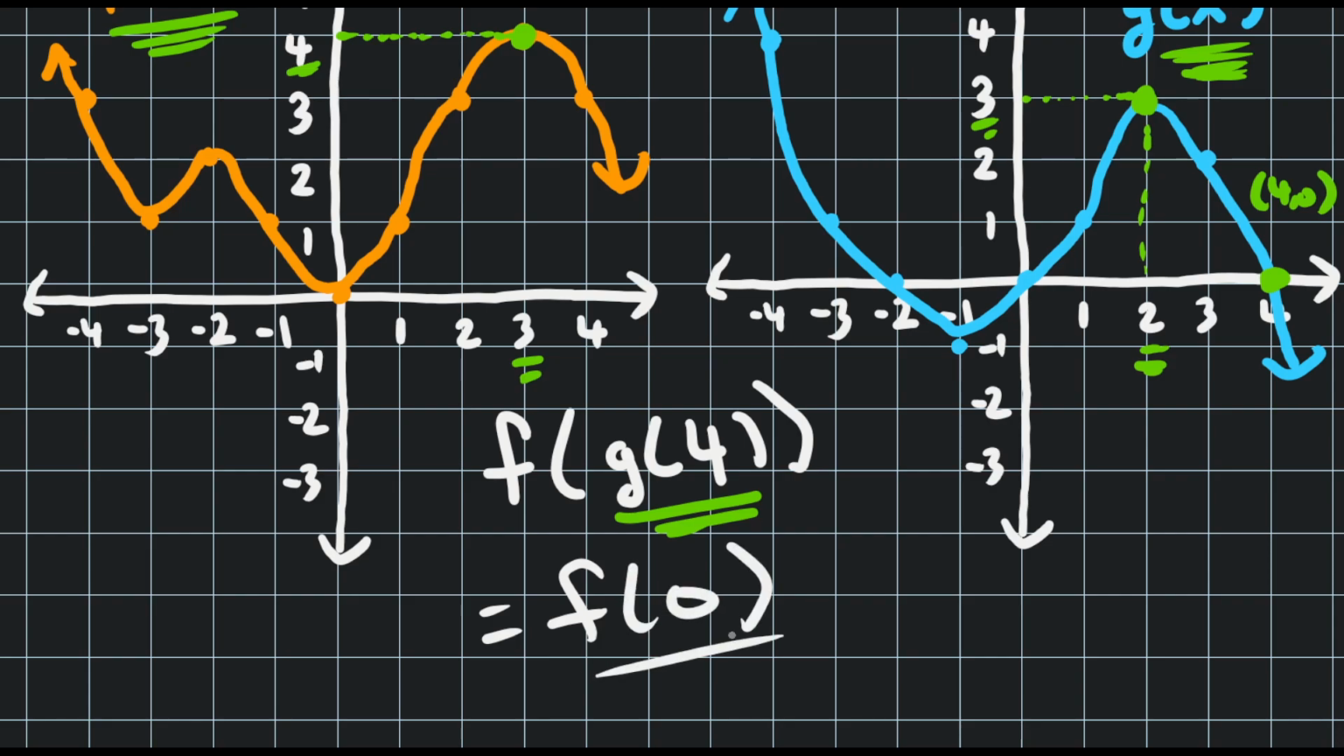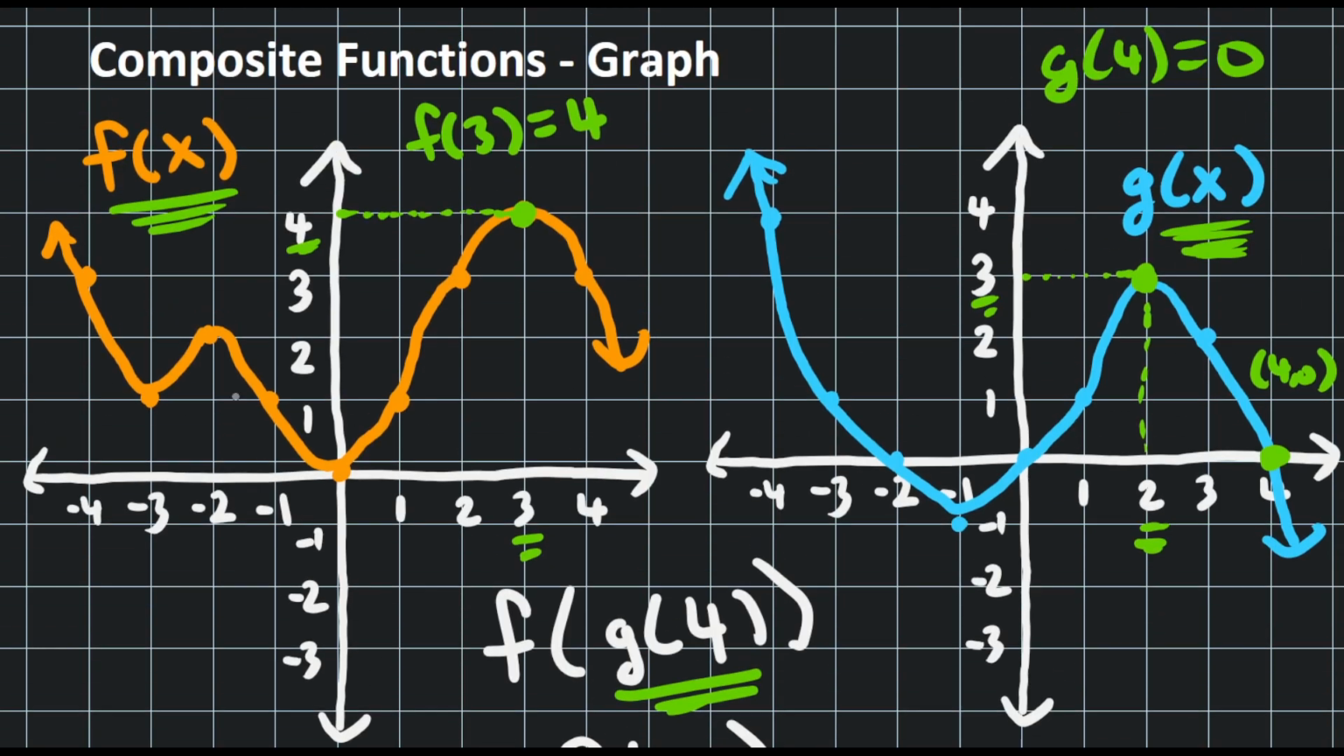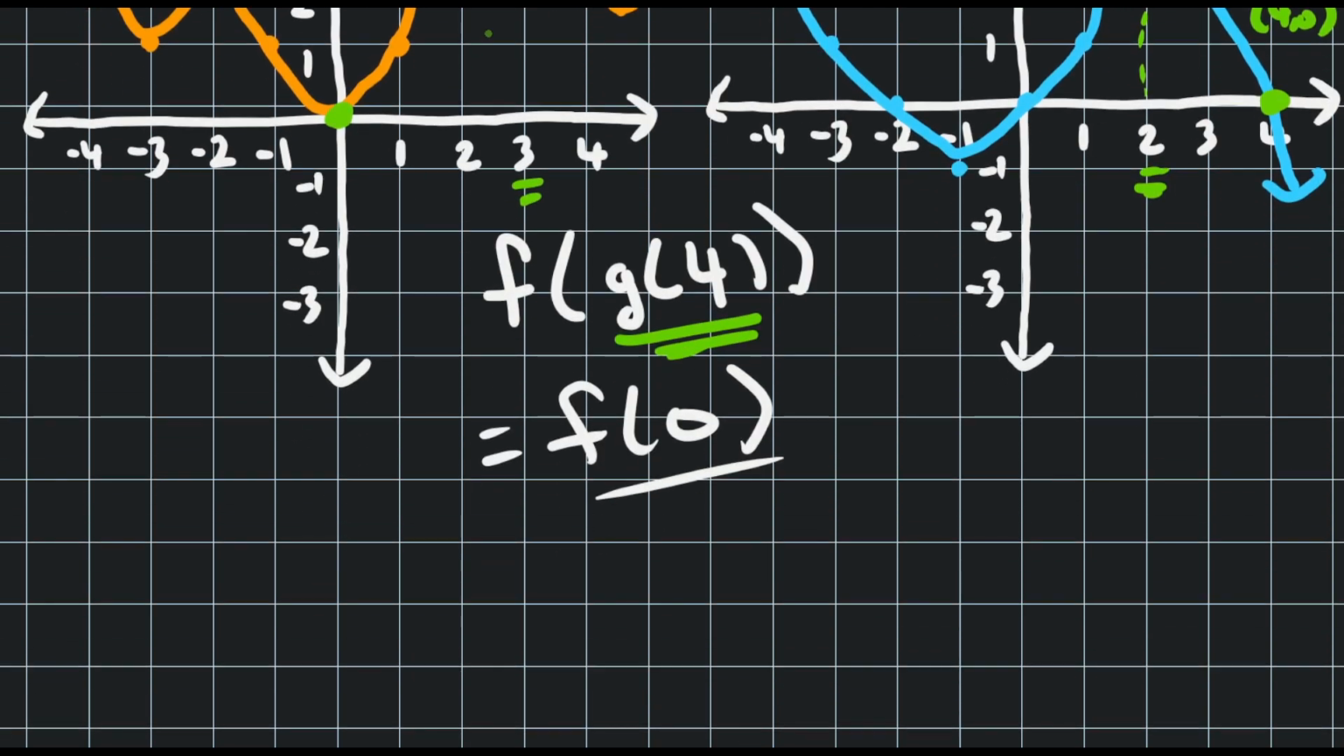And now what is f of 0? If we scroll back up to this function, f of x, f of 0 is right here, and this is the origin. So this is the point (0, 0). So f of 0 equals 0. And there we go. f of g of 4 evaluates to 0.